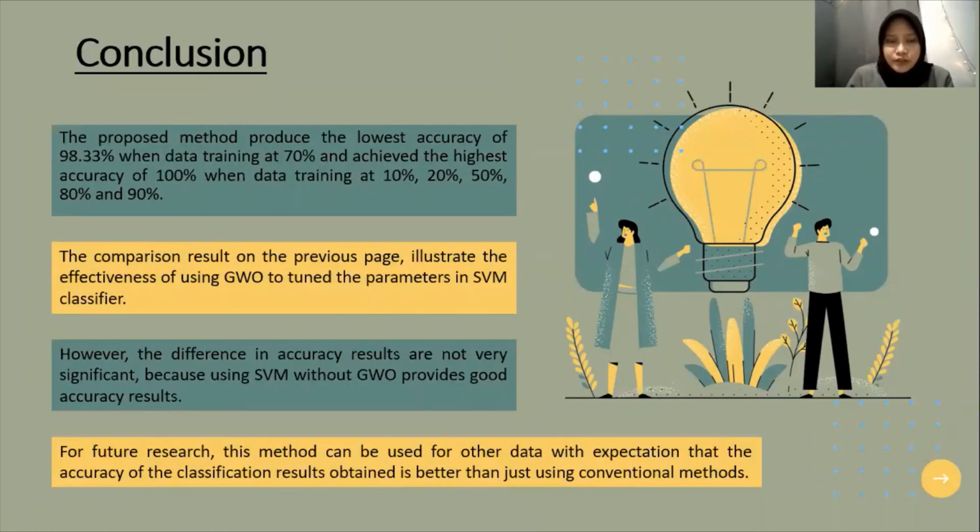However, the difference in accuracy results is not very significant because using SVM without gray wolf optimization already provides good accuracy results. So for future research, this method can be used for other data, with the expectation that the accuracy of the classification result obtained is better than just using conventional methods.